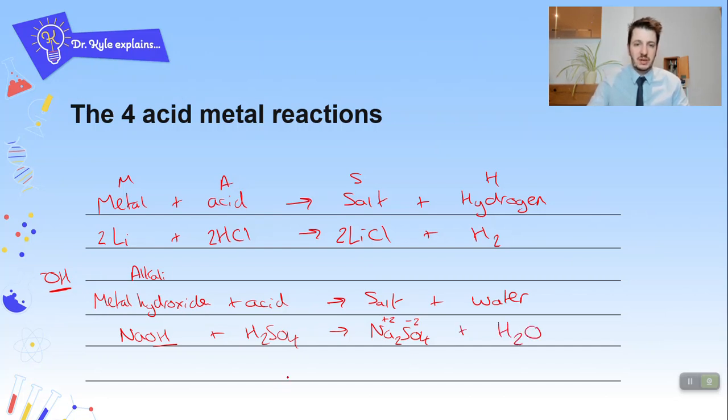Let's just check that's balanced. So we've got 2 hydrogens there, so we're going to have to put a 2 here. So that's 2 hydrogens, 4 hydrogens. So we put 2 there, 2 sodiums. Lovely stuff. That's now balanced. Really well done if you got that right.